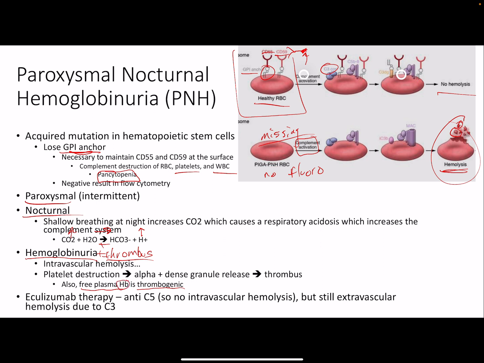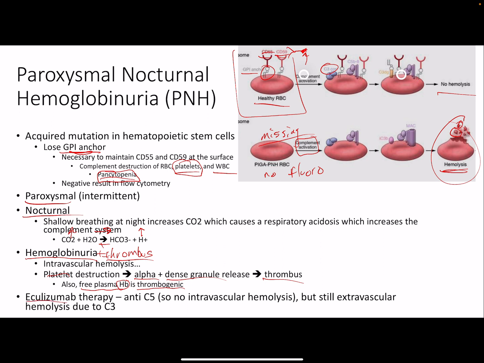On top of that, we said that this might be pancytopenia because of the same thing: the CD55 and CD59 that are working for the red blood cell might also work for the platelets. So platelets will be destroyed as well. When the platelets are destroyed, the alpha and dense granules get released, and these secretions are going to activate the GP2 and GP3, causing platelet aggregation, which might just form a thrombus.